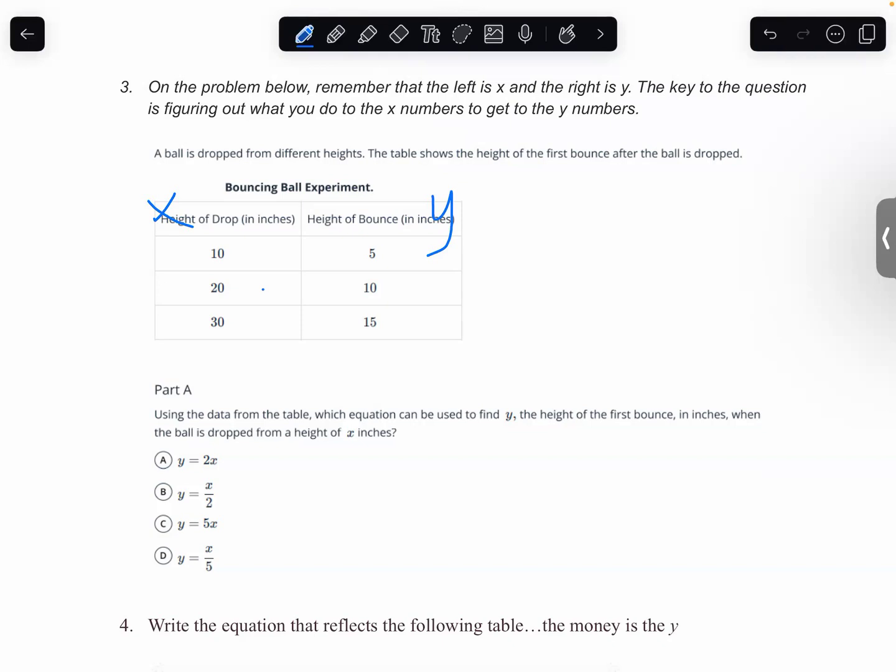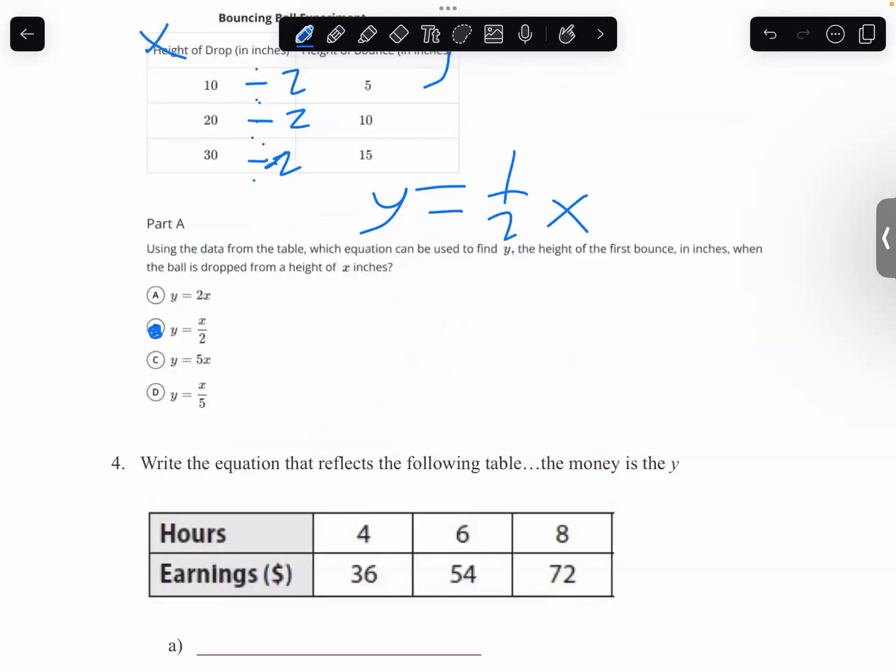So we could think of this one of two ways. You could say times 1/2, or you could say divided by 2. So therefore, the y's are half of the x's, right? So that could be y equals 1/2 x, or it could be y equals x divided by 2. Which is answer B.